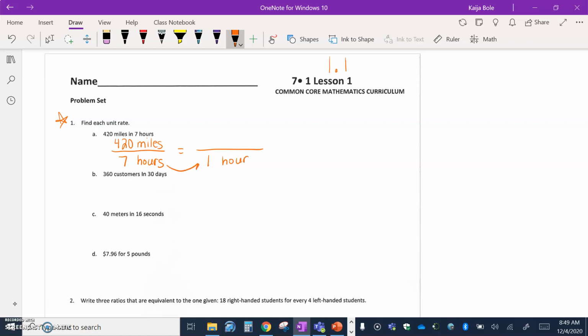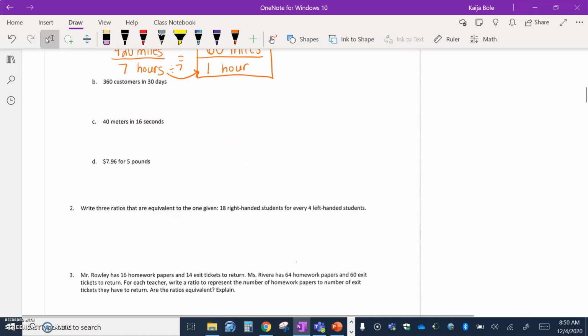So how do you get from 7 to 1? Well, you would divide by 7. So that means you're going to do 420 divided by 7. Right, you can use your calculator, that's fine. And 420 divided by 7 is 60. So the unit rate is 60 miles in 1 hour. Okay, so that's number 1.